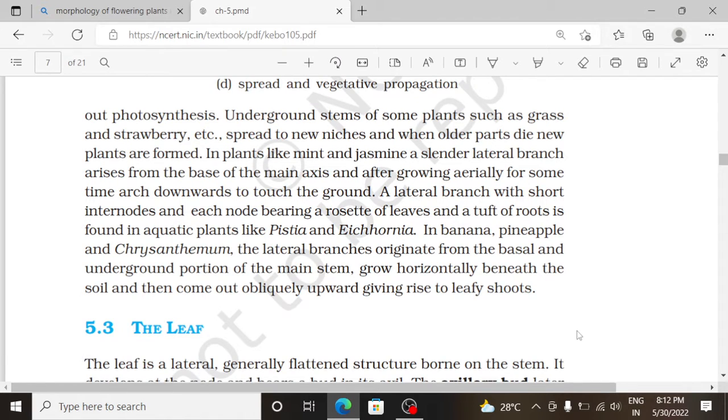In plants like mint and jasmine, a slender lateral branch arises from the base of the main axis and after growing aerially for some time arches downwards to touch the ground. A lateral branch with short internodes and each node bearing a rosette of leaves and a tuft of roots is found in aquatic plants like Pistia and Eichhornia. In banana, pineapple and chrysanthemum, the lateral branches originate from the basal and underground portion of the main stem, grow horizontally beneath the soil and then come out obliquely upward, giving rise to leafy shoots.